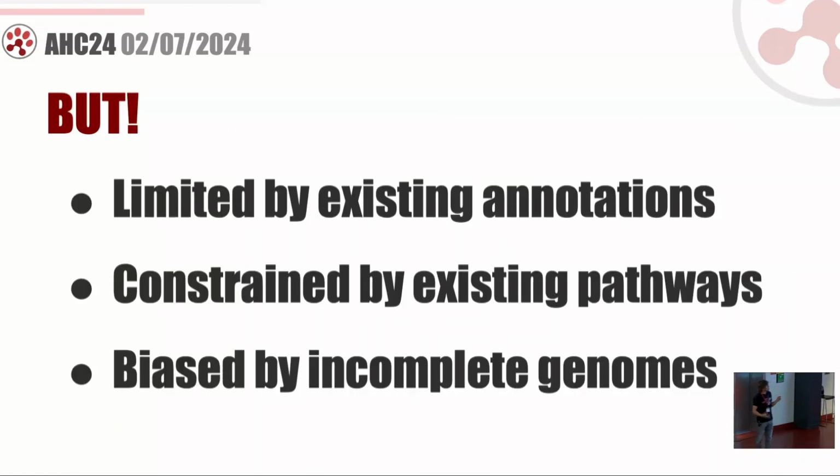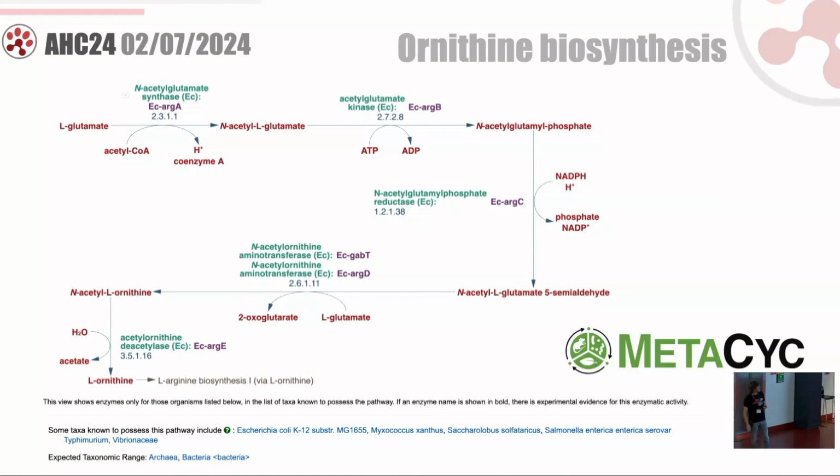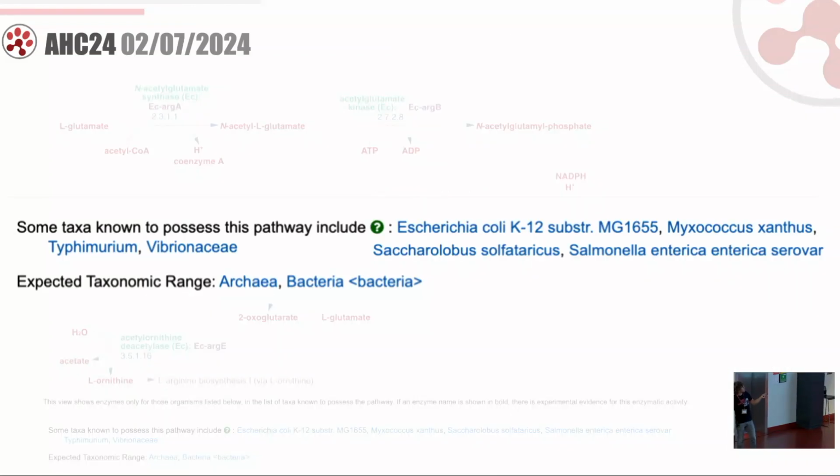Another limitation is that we are constrained by the existing pathways, and this is quite important to remember. We have this pathway, for instance, for biosynthesizing L-ornithine from MetaCyc. It says that the expected taxonomic range is archaea and bacteria, but the actual bacteria this pathway has been tested in is very limited. So we are extrapolating from a pathway that has been described and tested in 3, 4, 5 bacteria, and then extrapolating that to the immense diversity of bacteria that we have out there. So this is another thing to be cautious of in what we do.